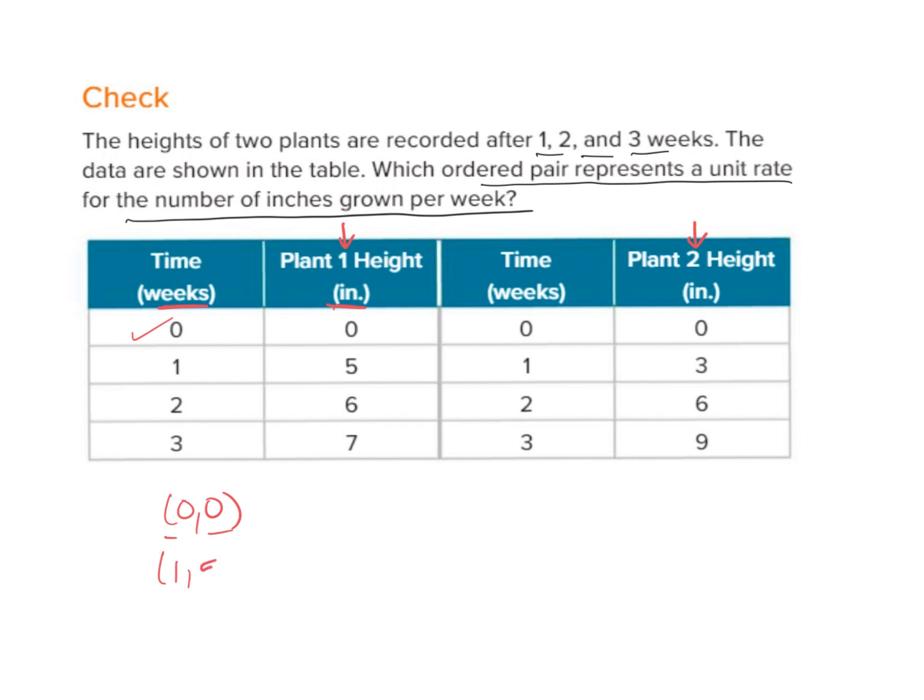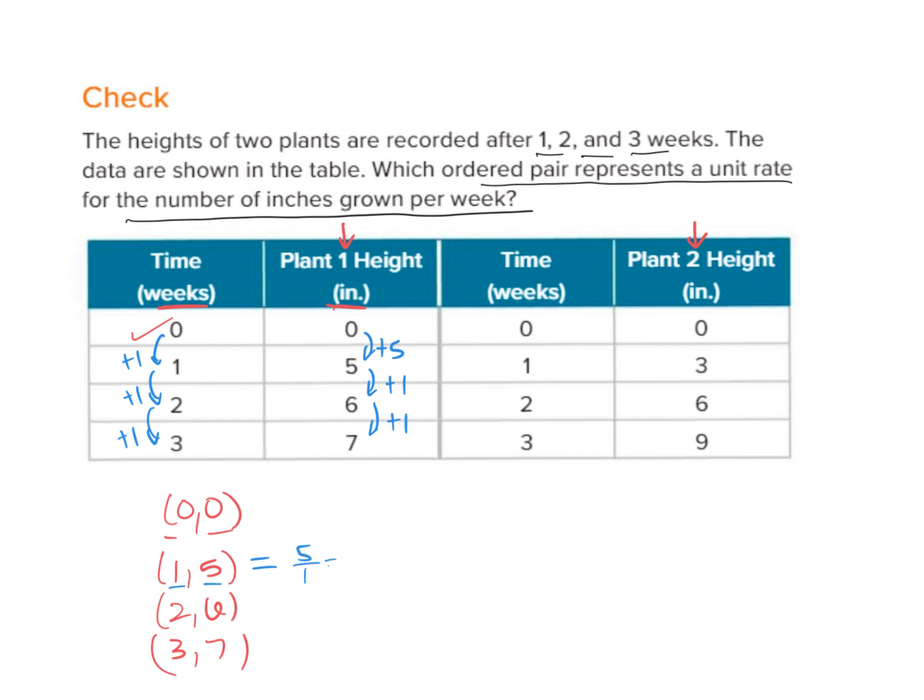After 1 week, it's 5 inches. After 2 weeks, it's 6. After 3 weeks, it's 7. I want to know if that's proportional. Okay, well, there's a couple ways you can kind of check it out. First way, you could be like, okay, here, it's going up by 1 every time. But over here, it went up 5, and then it's going up 1. Is that the same every time? And it doesn't look like it. That's probably not proportional. The other way you can do it is divide the y by the x.